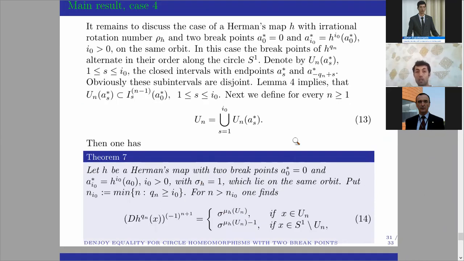Now let us consider when the breakpoints are in the same orbit. In this case the breakpoints of H to Qn alternate in their order. When they are in the same orbit, the locations of the breakpoints are alternating, and we denote by Un the closed intervals with endpoints a and a minus qn plus s.